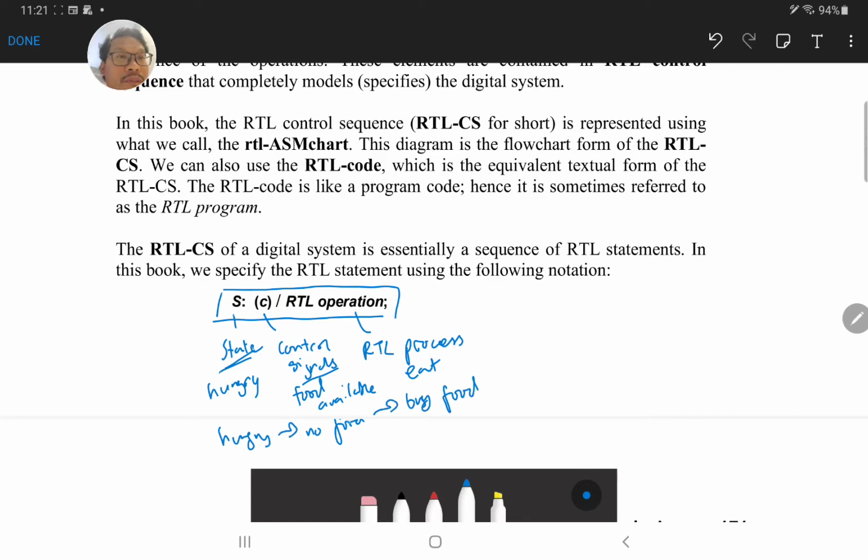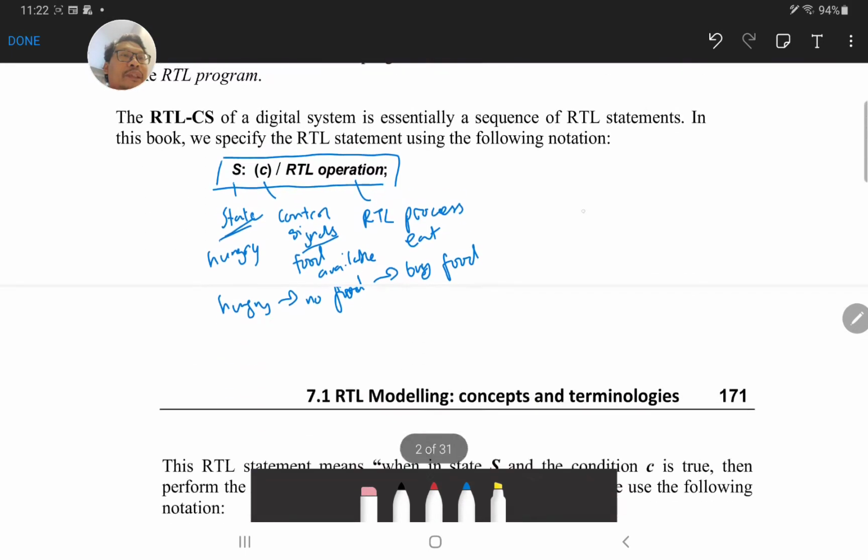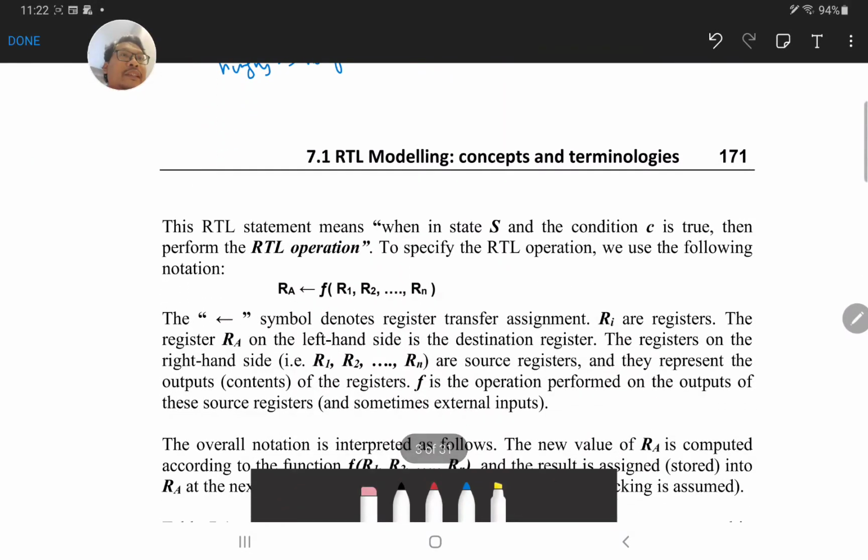No food. And if there's no food, the process will be to buy food. So anything we can model like that: what is our state, what is the available control signal, can we do something, and based on that control signal, we do the process, eating or going to buy or something else. That is what RTL is about. It's about doing the process based on some controls and states.